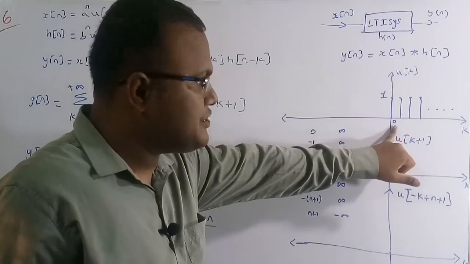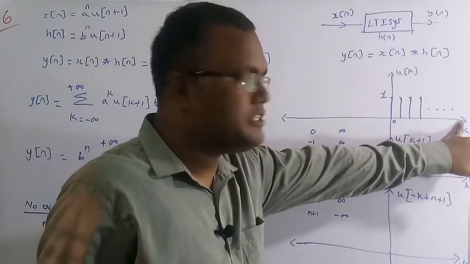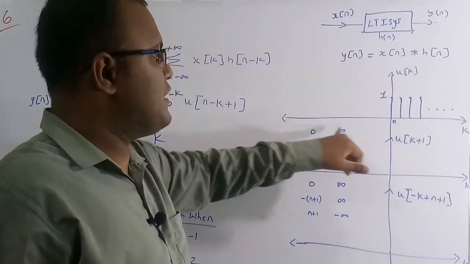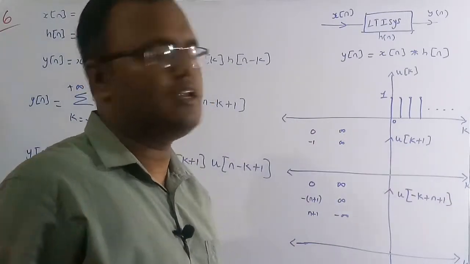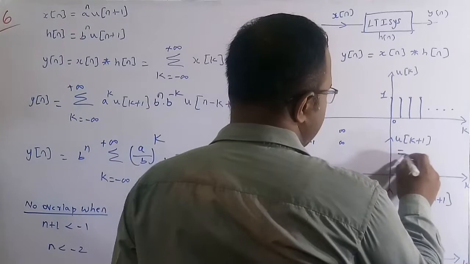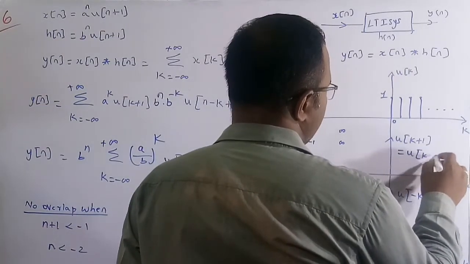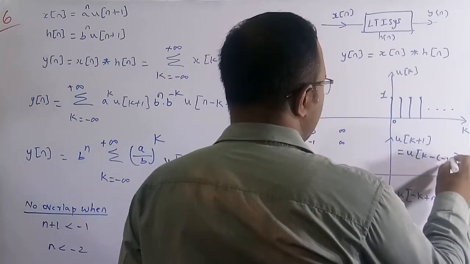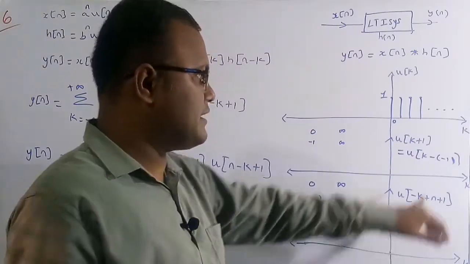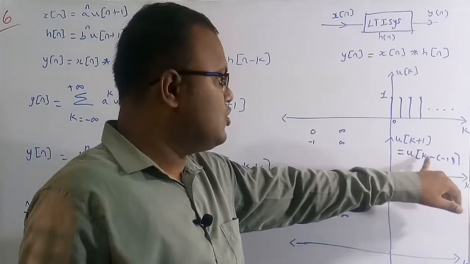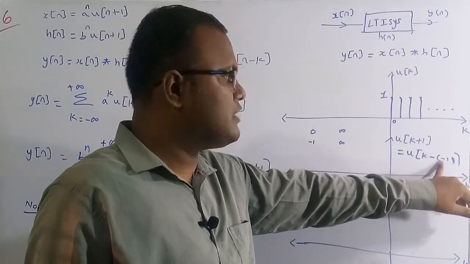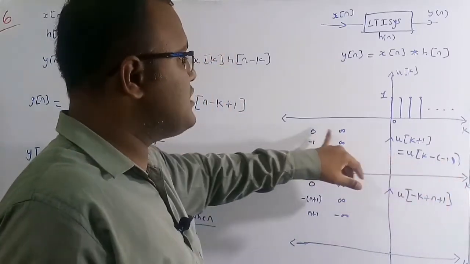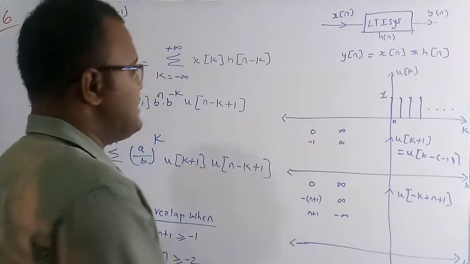Here the initial value is 0 and the final value is infinity. Now I want to draw the diagram of u of k plus 1. u of k plus 1 we can also write as u of k minus of minus 1. This is the standard way of writing. Now you need to add minus 1 to the initial position and the final position.